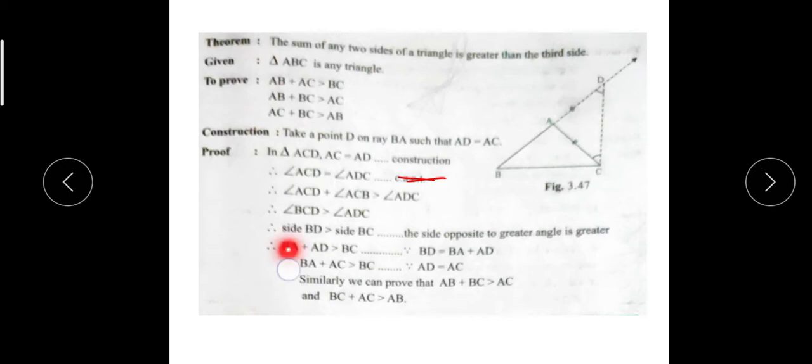So side BD is greater than BC. Yes, the opposite side of a greater angle is greater. So what is BA plus AD? This is greater than BC. BA plus AD is greater than BC. It means that, okay, because of the opposite side property, we have proved it now.